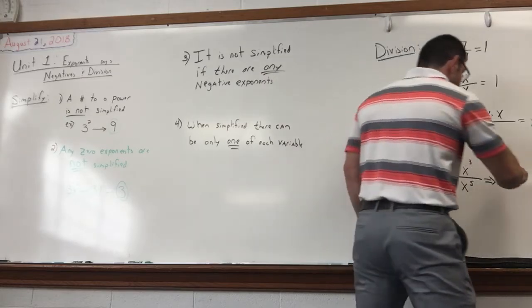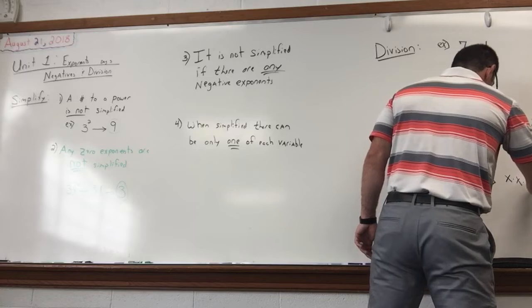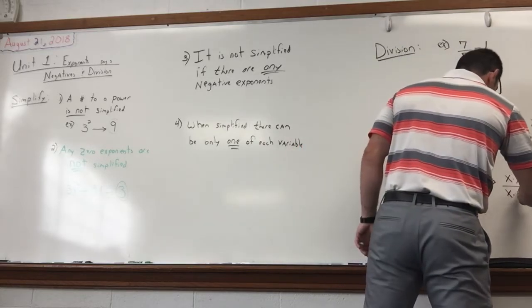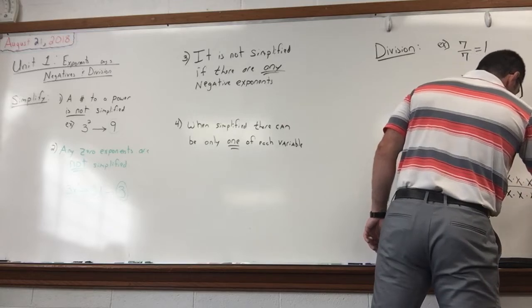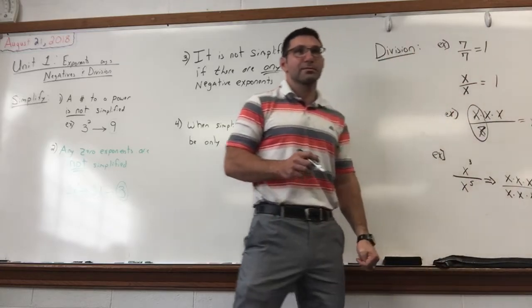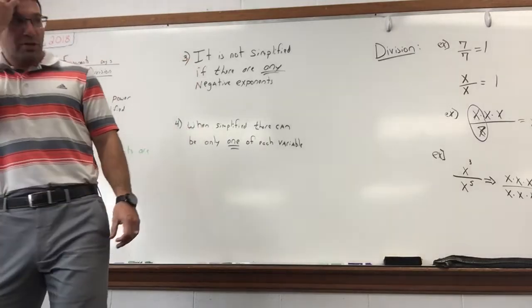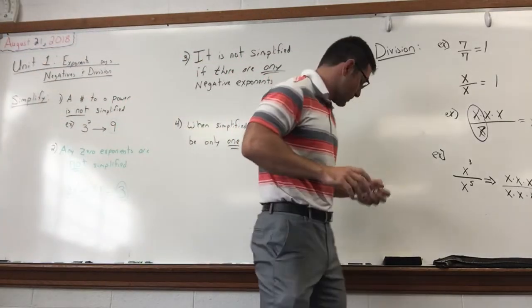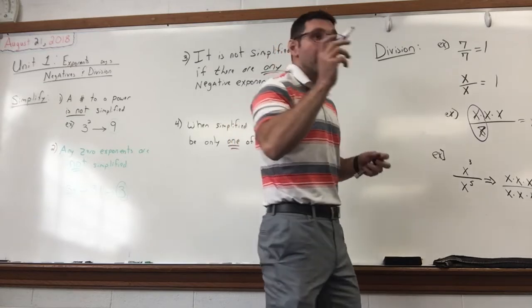Yeah, there's going to be 8 total. There's going to be 3 in the top, x times x times x, divided by, there's 5 in the bottom, so I'm going to say x times x times x times x times x. Everybody with me? So there's a 3 in the top, 5 in the denominator. Numerator, denominator, right? So let's group them together.